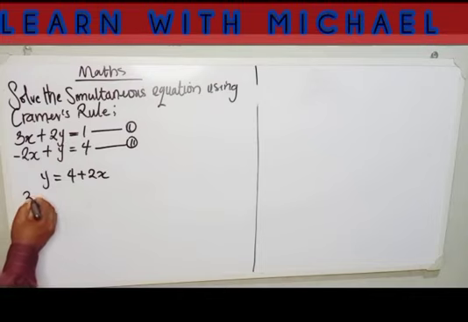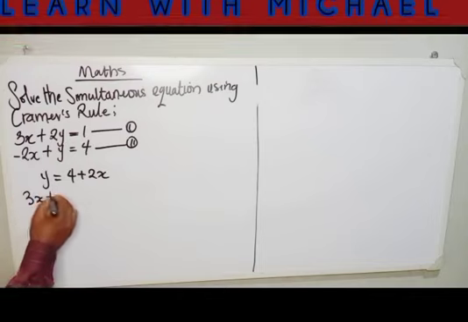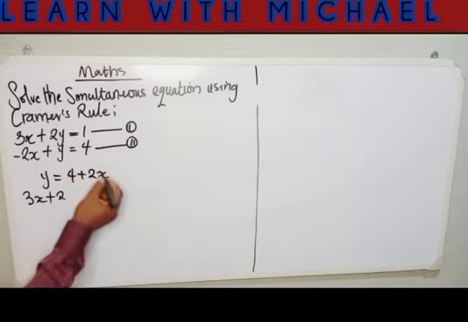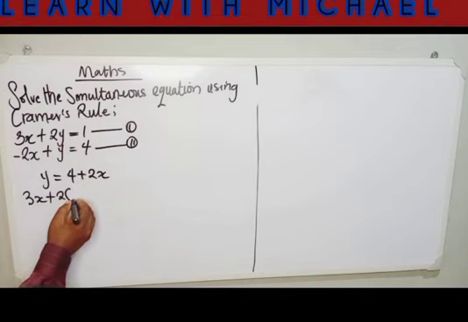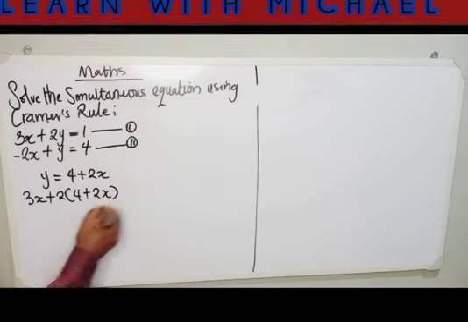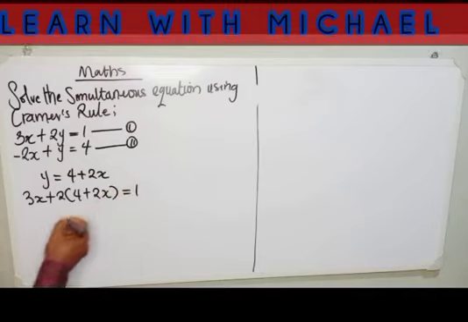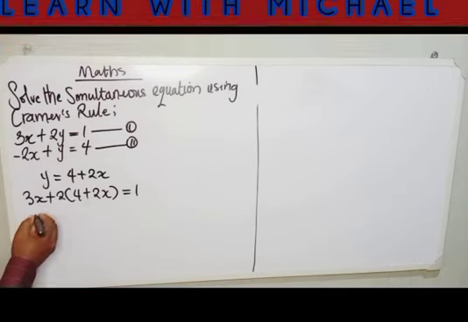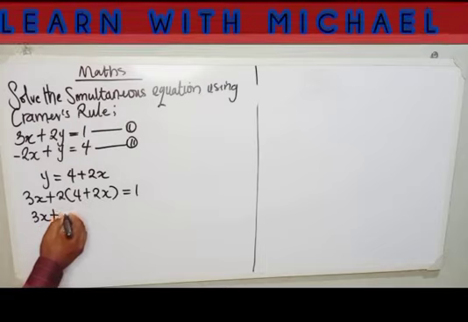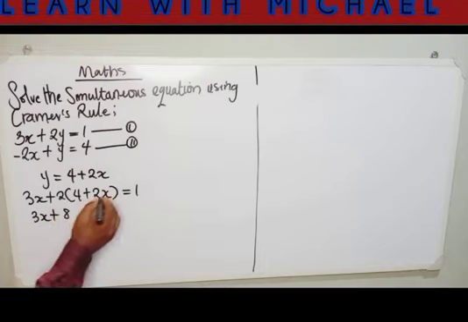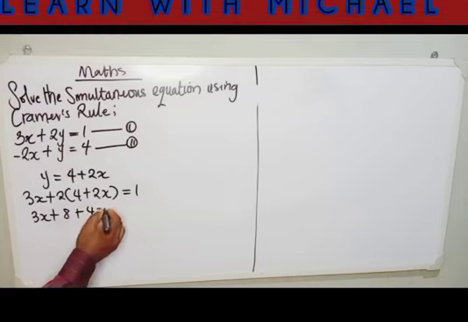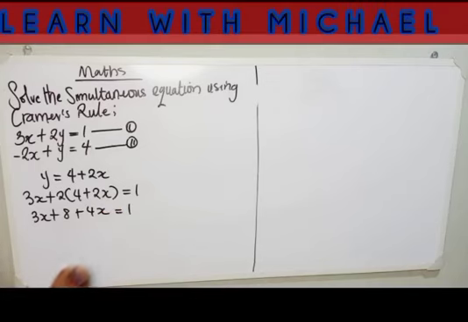That will mean that 3x plus 2, instead of y, I'm going to replace y with 4 plus 2x, all in brackets, equals 1. So let's solve this. That means that we're going to have 3x plus 2 times 4, which is going to give me 8. 2 times 2x is going to give me 4x, equals 1.